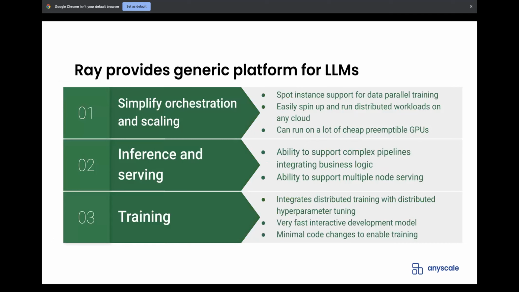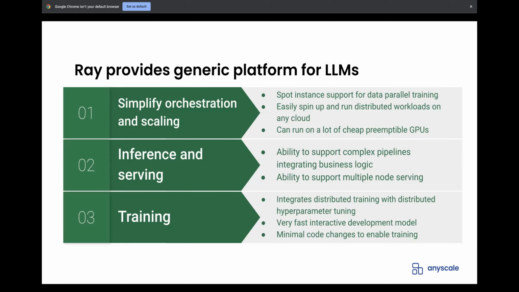So the TLDR is how Ray meets this challenge. Again, I want to talk about the three aspects, right? So we believe Ray provides the answer to the three questions. One is simplify the orchestration and scaling. I think this is where you can try to remember the simple Python example I gave, right? The power in Ray is to spin up and orchestrate arbitrary Python code, right? This gives Ray the power to orchestrate the different kinds of computation needed for this complex pipeline of really using large language models in your application.